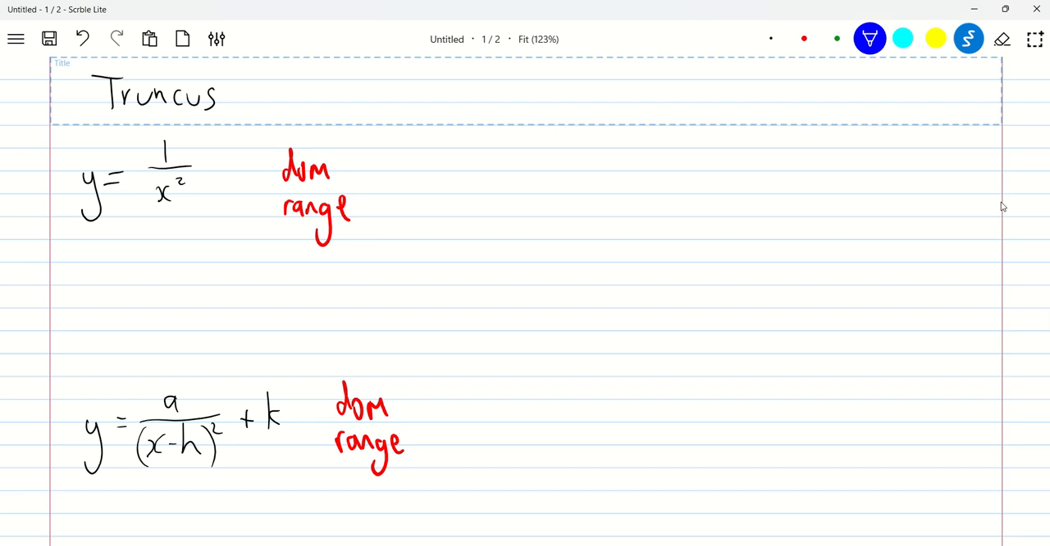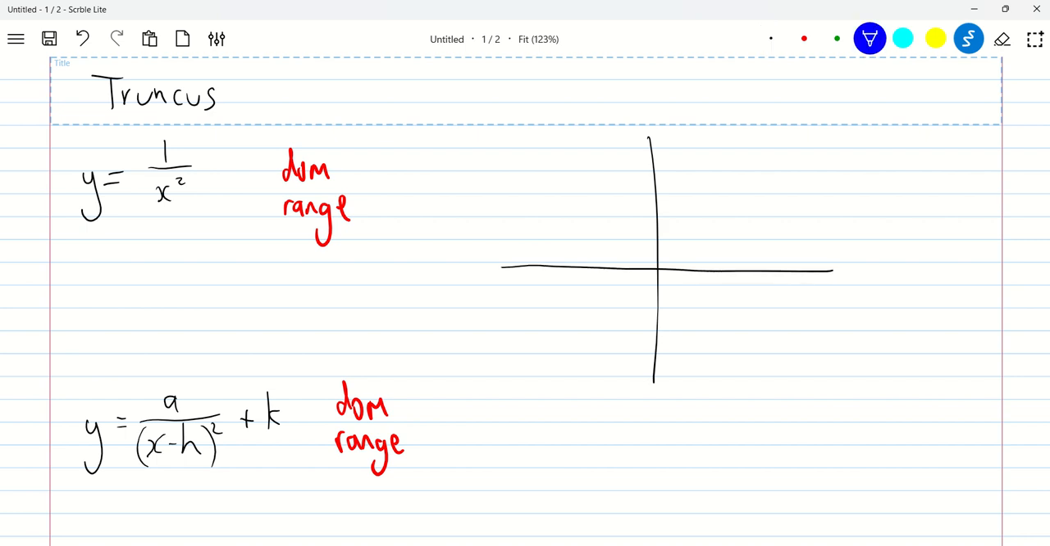Today we're going to look at the graph of the truncus. What the truncus is, I don't know, but when you see the shape of it, it looks like a trunk of a tree. The basic equation is y equals 1 over x squared. So let's have a look at what it looks like.